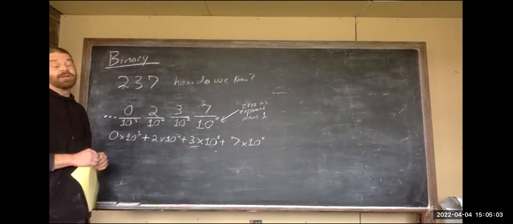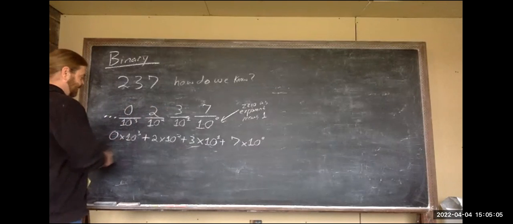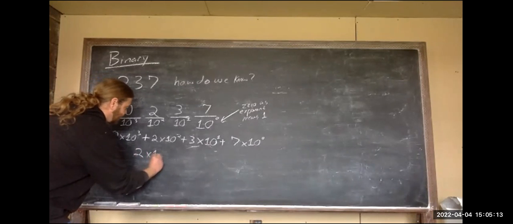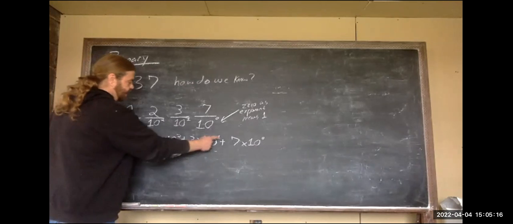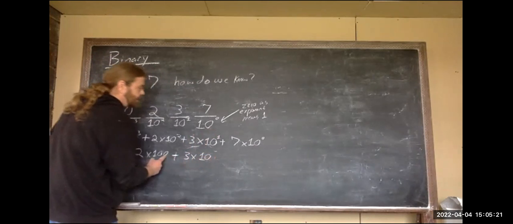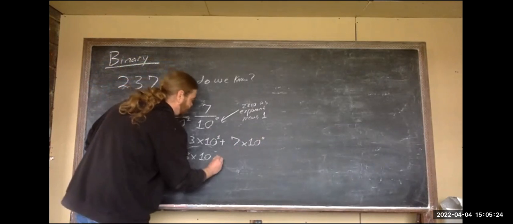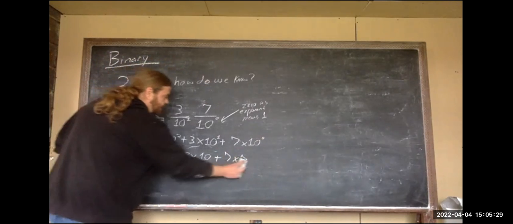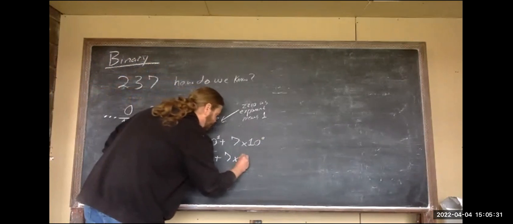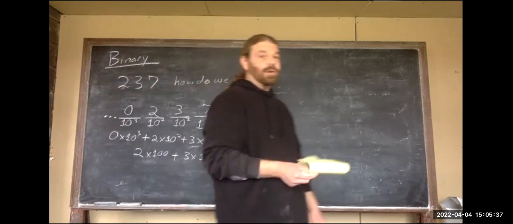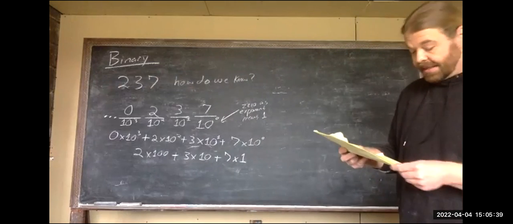So really, this is something we learned about in first or second grade. What these mean. So we don't have any of the 1000s. 10 squared is 100. So we have two 100s. 10 to the first power is just 10. So we have three 10s. And then 10 to the 0 power is 1. So we have 7 1s. 7 times 1. And that's where we get the meaning of that number. So you probably haven't thought about that in quite some time.